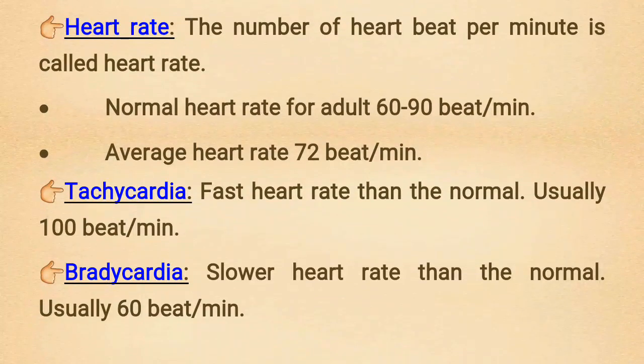Heart rate. The number of heartbeats per minute is called heart rate. Normal heart rate for adult is 60 to 90 beats per minute. Average heart rate is 72 beats per minute.